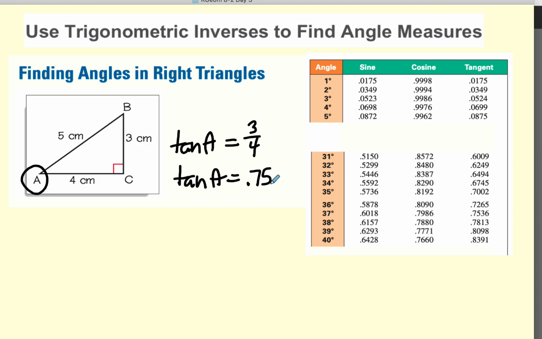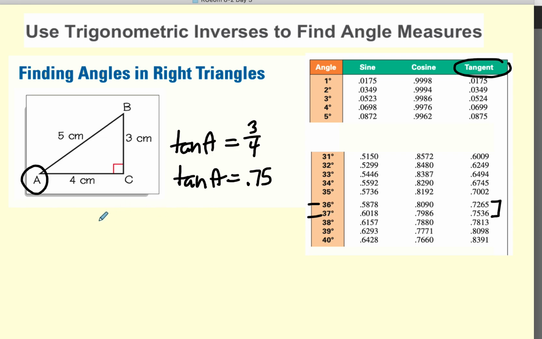So I know the ratio, but I don't know the angle. I'd like you to look at tangent right here, and I'd like you to look at all these ratios. Between here and here, we have close to 0.75. 0.75 is somewhere between here, which tells me that angle A is between 36 degrees and 37 degrees.